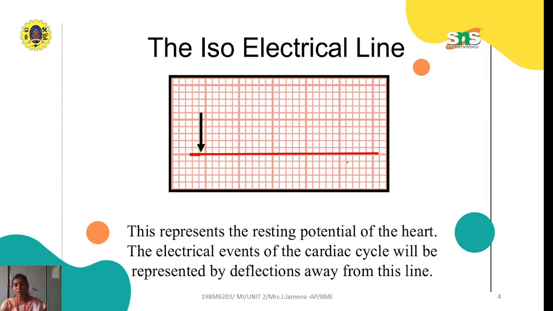This is nothing but the isoelectric line. Before starting the ECG signal, you will have a straight baseline. This baseline represents the resting potential of the heart. Okay, so this is called the isoelectric line.